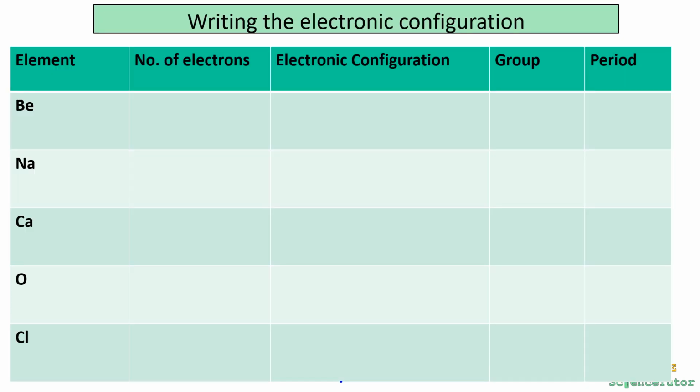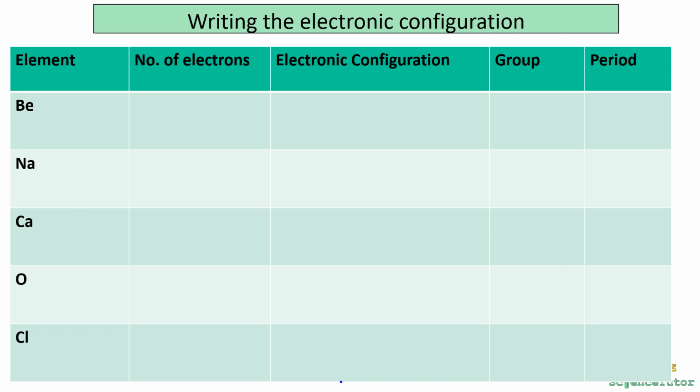Here is your next task. Copy the table below and fill out for each element the number of electrons, the electronic configuration using the number of electrons, the group and the period from the periodic table. I will do the first one with you.